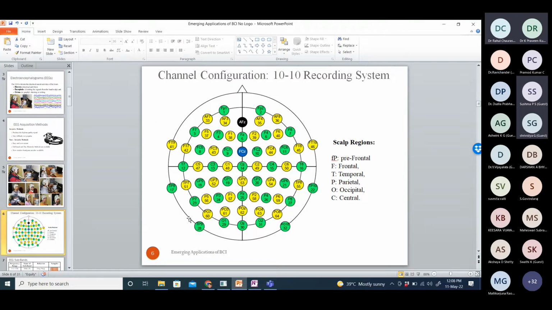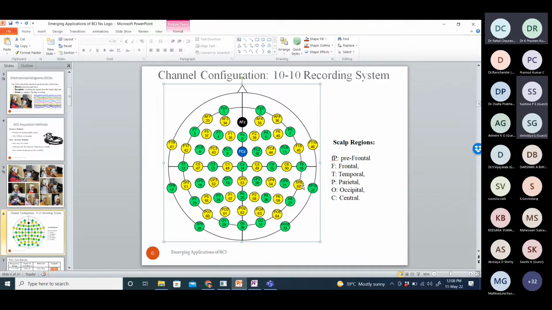So in 10%, there will be a total of 64 electrodes that you will be putting. If you have 20-20, you will be putting 8 electrodes. Some people use only 4 electrodes. And on your scalp, they have divided the regions. This is called the frontal region. F is for frontal region, T is for temporal region, P is for parietal region, then occipital region, and central region. And each region in your brain has a different kind of response.